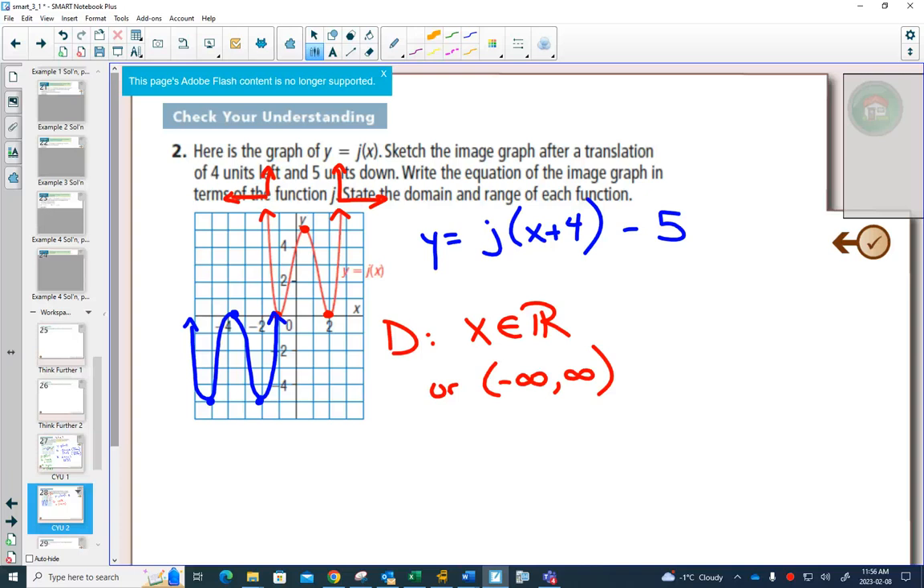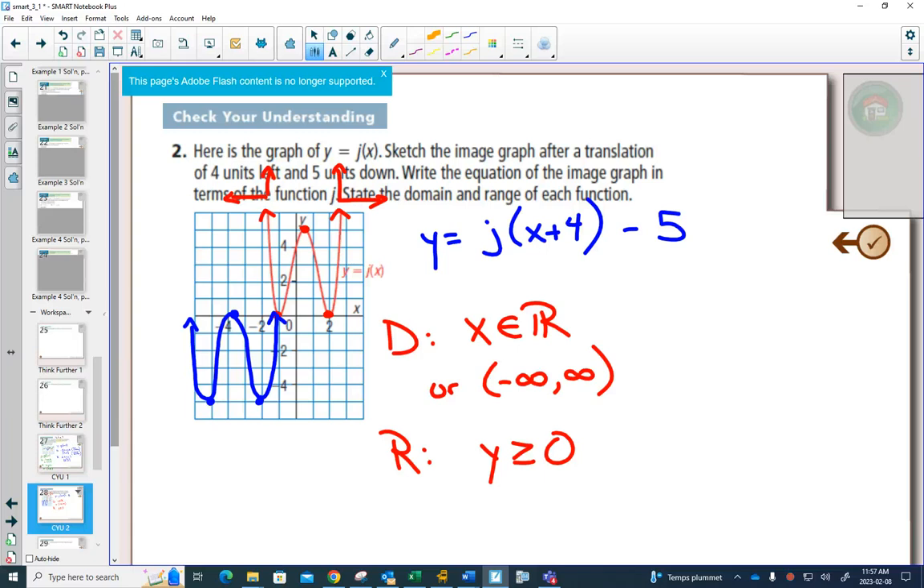When we get to the range, there is a smallest y value for the red graph. Coming up from the bottom, can you see the smallest y value is 0? But there is no biggest y value because it goes up forever. So we could write that in set notation by saying that the y values are always bigger than or equal to 0. Yes?